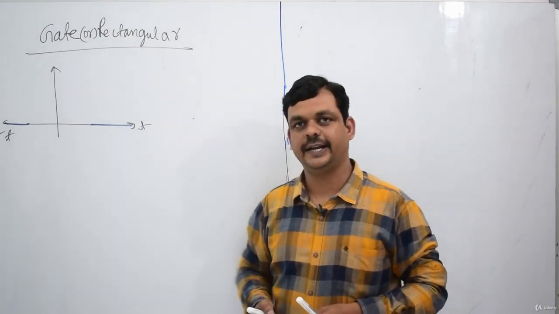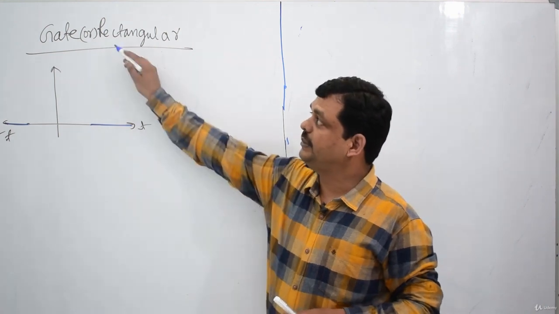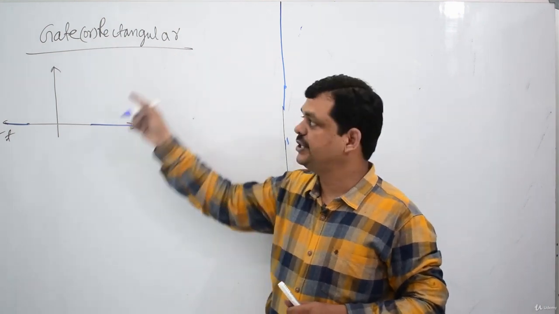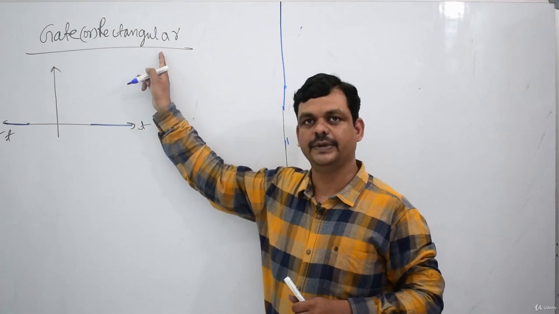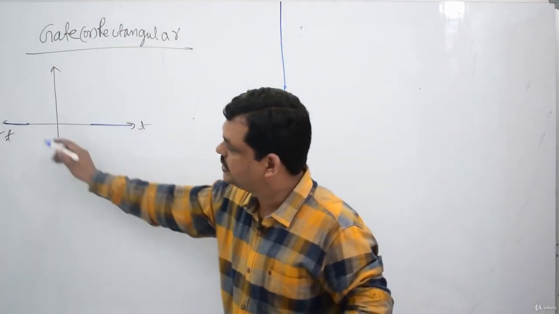Gate signal or rectangular signal. This is another standard signal. Here the name is rectangular. The shape of the signal is rectangular shape. That's why the name given here is rectangular signal. The shape is like this.